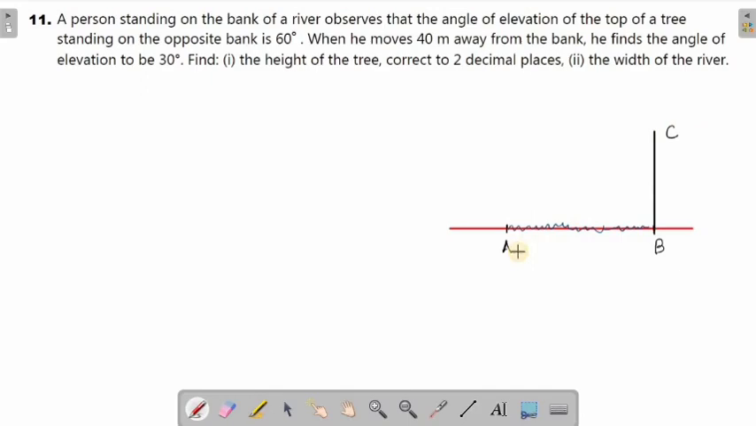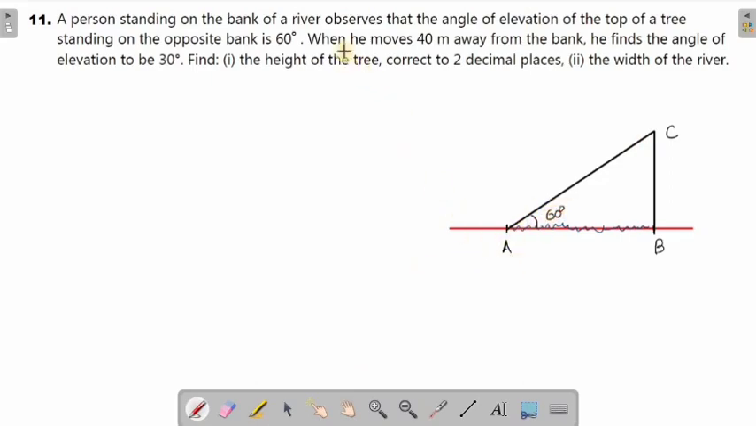Now from A, the angle of elevation of C is given to be 60 degrees. Let me join these two lines. From A, let me draw a line and join it with C. So this angle is given to be 60 degrees.